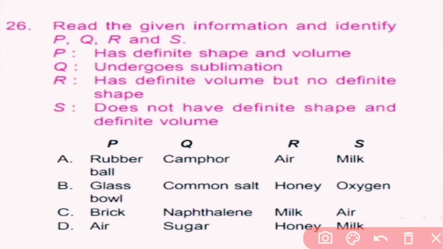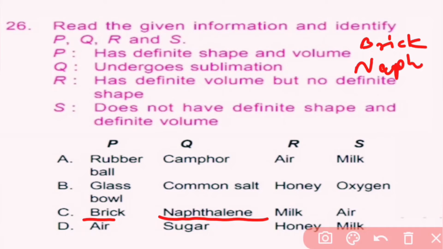P has a definite shape and volume. So option P here, brick, has a definite shape and volume. Q undergoes sublimation. Naphthalene undergoes sublimation. R has definite volume but no definite shape. So here milk is a liquid, so it has definite volume but no definite shape. And S does not have definite shape and definite volume. Air does not have definite shape and definite volume. So here air. So C is the correct option.